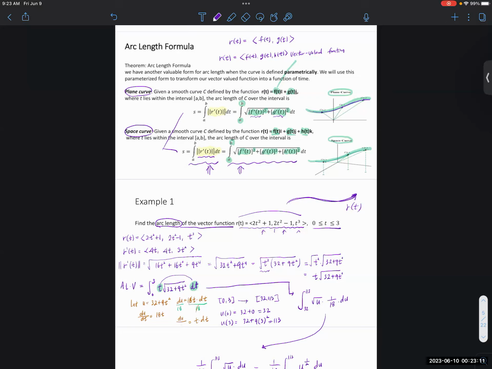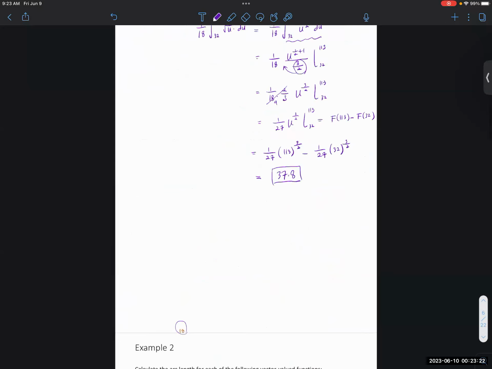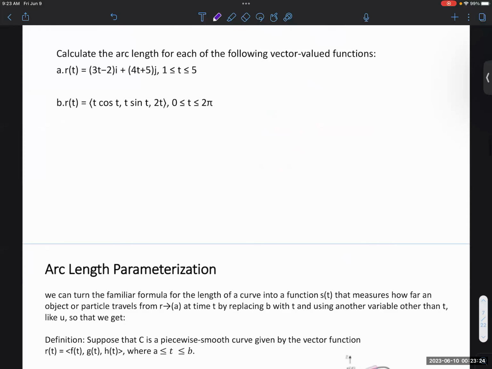Got you? All right, so we're going to go to the next concept. I'm not going to do all the practices, just a couple of examples. So let's go to the next example. I have one more example. I'm going to do the second example instead. Letter A, you can try. This is going to be the 2 components one, where you find the arc length of the vector with 2 components. But I want to do letter B, the 3 components one.